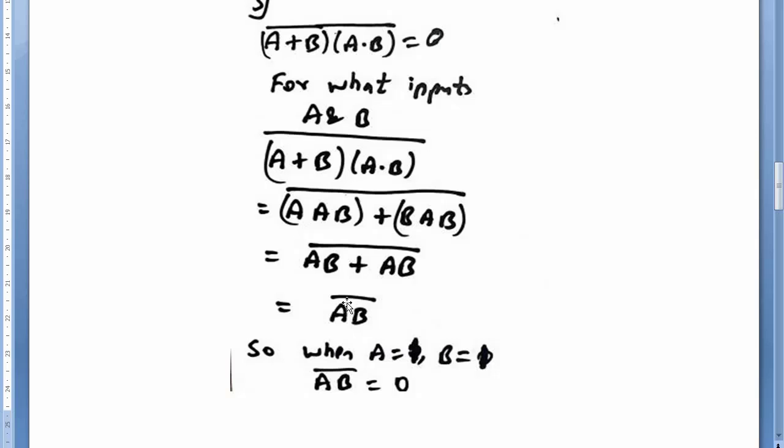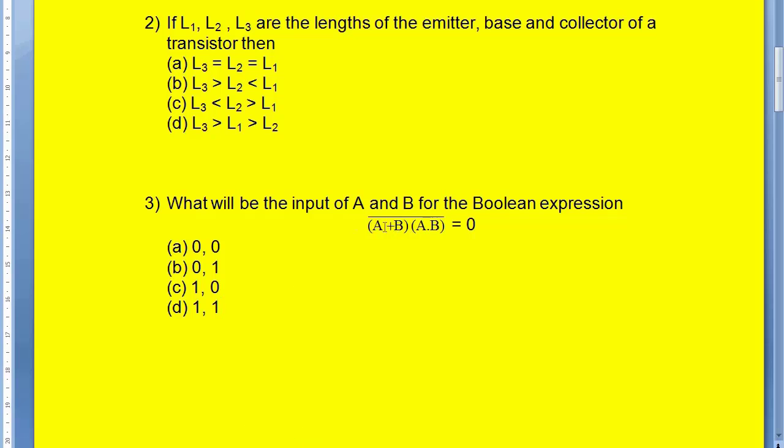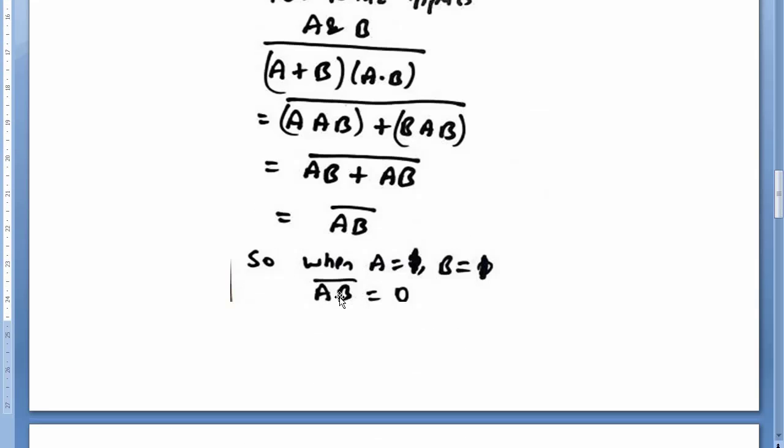Now AB the whole bar is the same as a NAND gate output. A dot B is AND, and A dot B the whole bar is NAND, and the output of a NAND gate is 0 if and only if both inputs are 1. So for the given problem, the inputs are 1 and 1. This is the only combination for which the output becomes 0. So what inputs give the output of a NAND gate as 0? Both inputs are 1. So here the answer is 1 1.